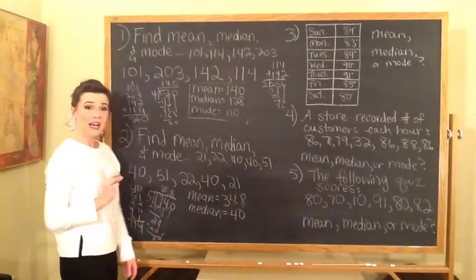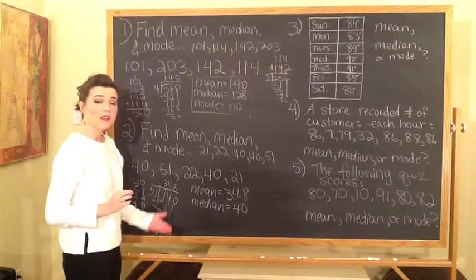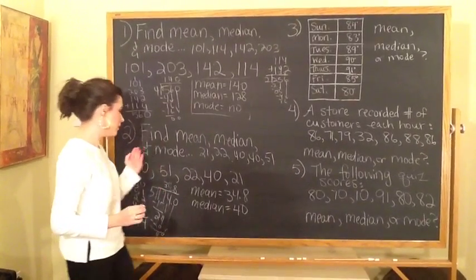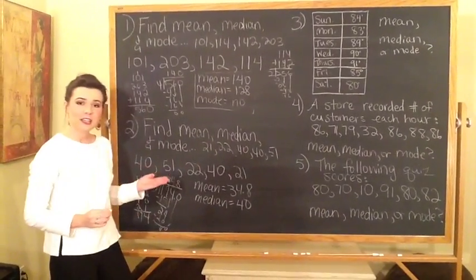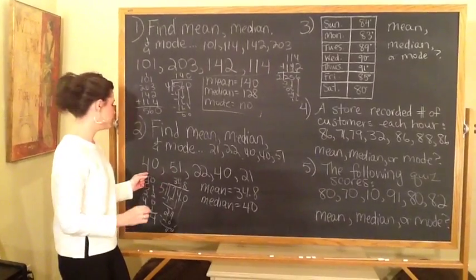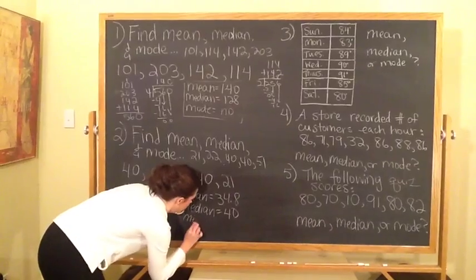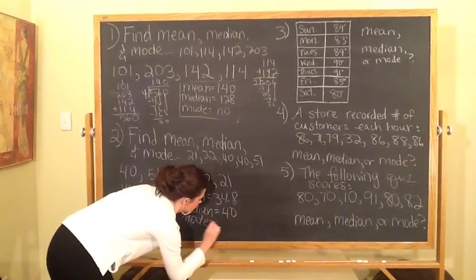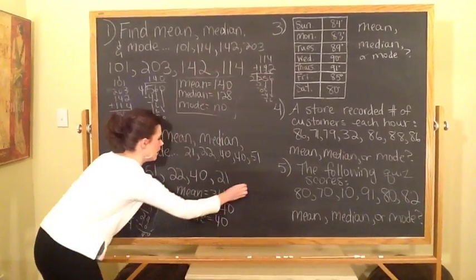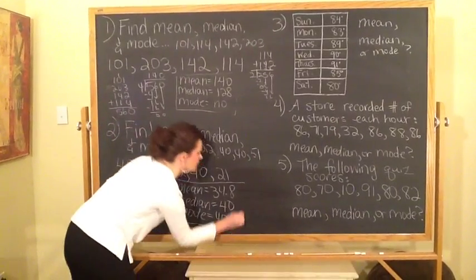Alright, and our last but not least, we need to find the mode, the number that occurs the most times. So I'm looking at my list of data, and I see that there's only one number that repeats, and that number is 40. And it's listed 2 times in the list of data. So our mode is 40. Alright, so here are all 3 answers.